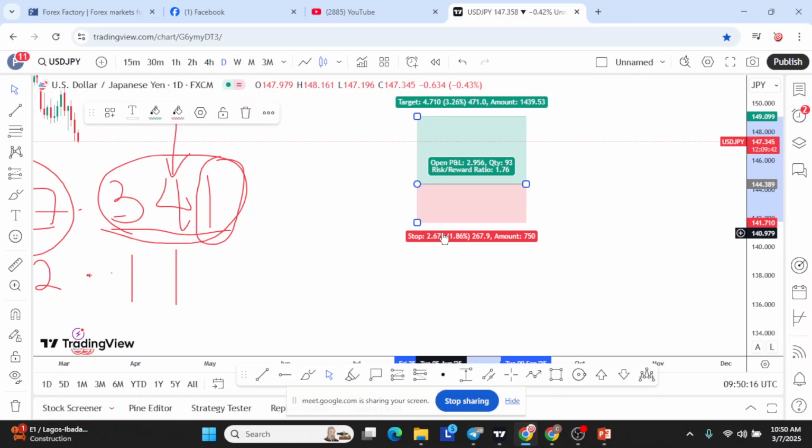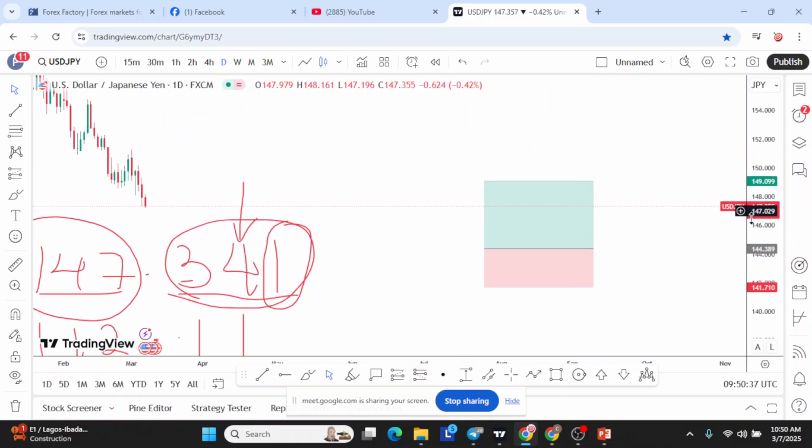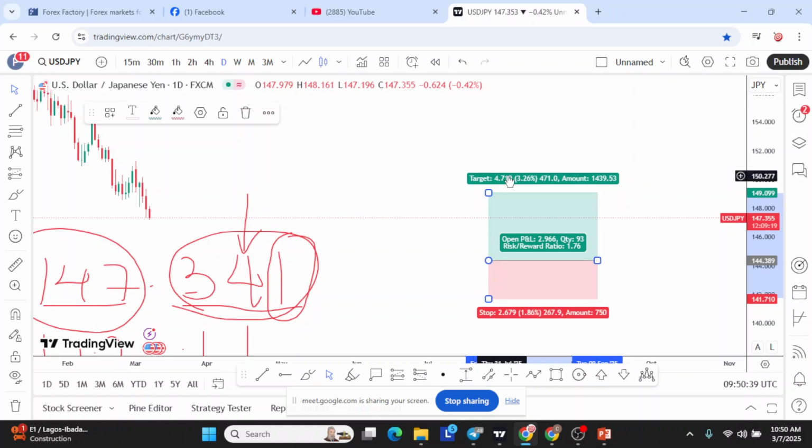That is 267. Another better way to use these two is to look at this number. You can see here we have 267.9. That is 267 pips, 0.9 pipettes. So if you look at this one too here, how many pips is this? 471. Yes, we also have it here that has already simplified it for us.